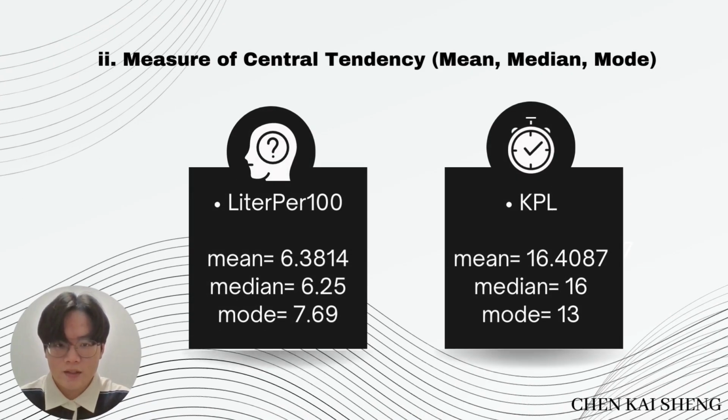Hi, my name is Chen Kaisen. My matrix number is A22A1135. Now I'll present the measures of central tendency: mean, median, and mode. In this part, we calculate manually using the ungrouped formula.